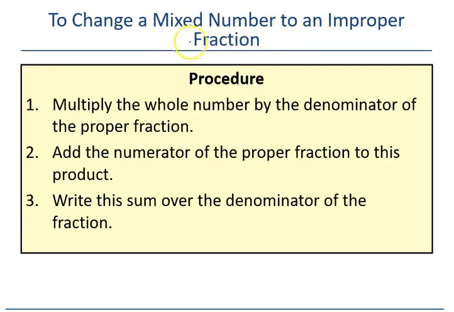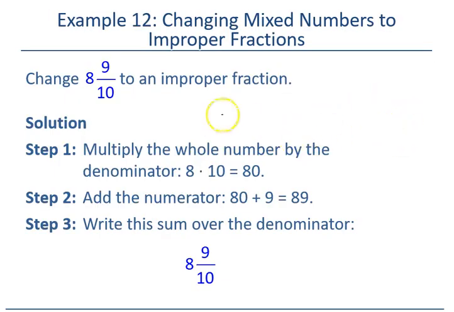To change a mixed number to an improper fraction, we multiply the whole number by the denominator of the proper fraction, add the numerator of the proper fraction to this product, and then write the sum over the denominator of the fraction. How does this work? Multiply the whole number by the denominator: 8 times 10 equals 80. Add the numerator, plus 9 equals 89, and then write the sum over the denominator.